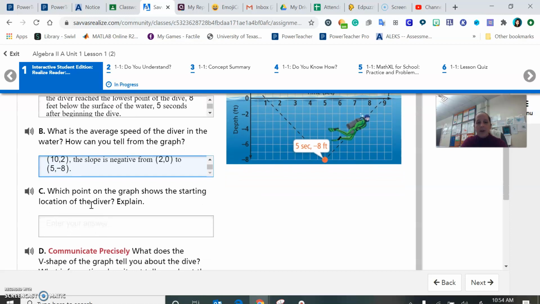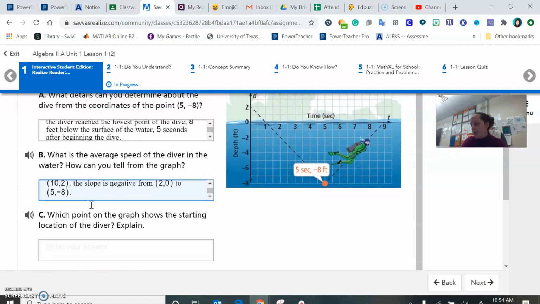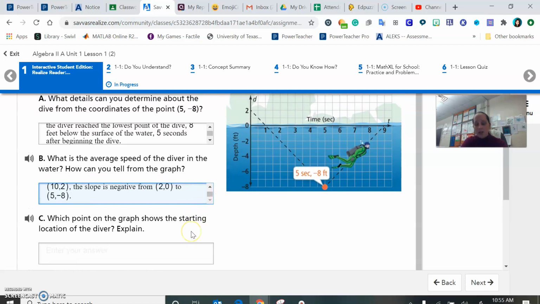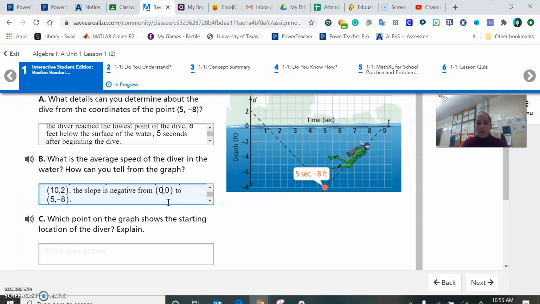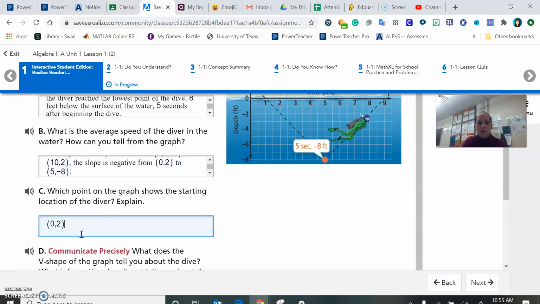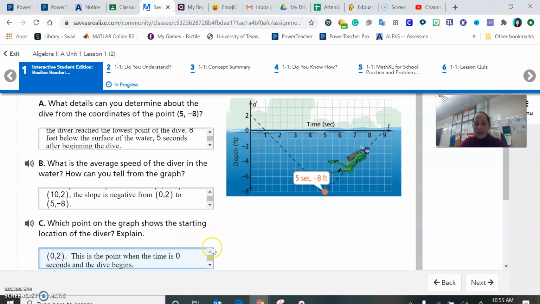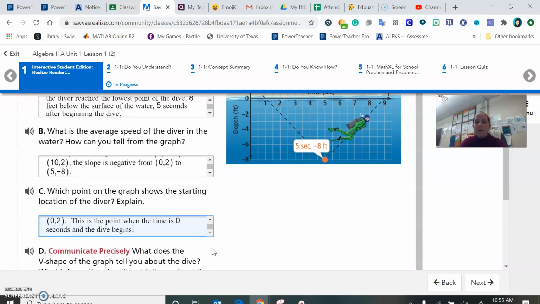For letter C, which point on the graph shows the starting location of the diver? So the starting location, this should be (0, 2). Yeah, the starting location of the diver is right here. That's where they started the dive. So that's (0, 2). Okay. And then this tells me, so start at the beginning, that's 0 seconds, so that's when it tells me where the location of the diver is.